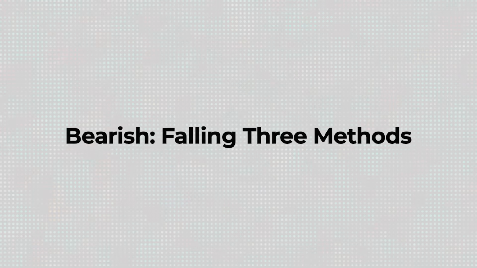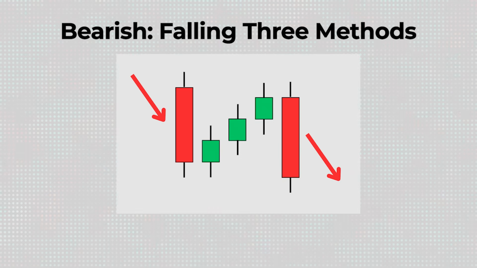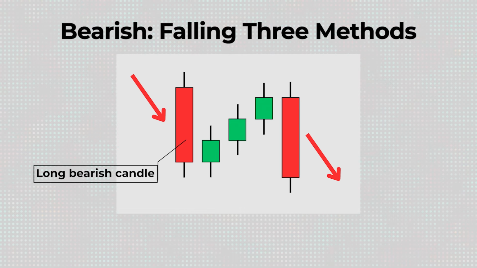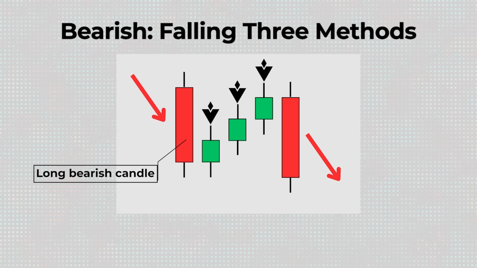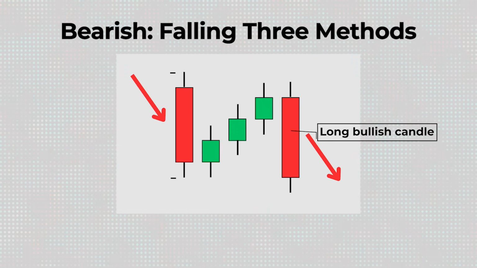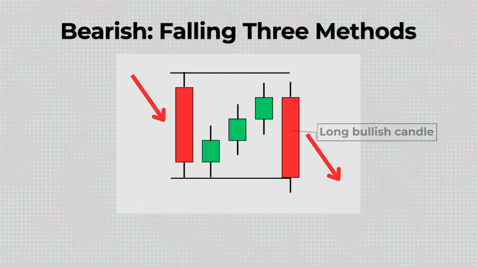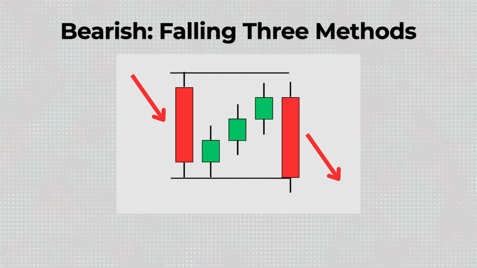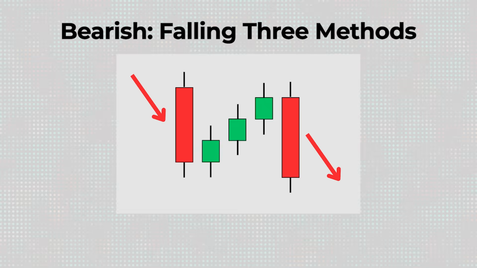The counterpart to this is the bearish falling 3 methods pattern. It occurs during a downtrend and starts with a long bearish candle, followed by 3 small bullish candles, and ends with another long bearish candle. The 3 small bullish candles stay within the range of the first bearish candle, indicating consolidation before the downtrend continues.